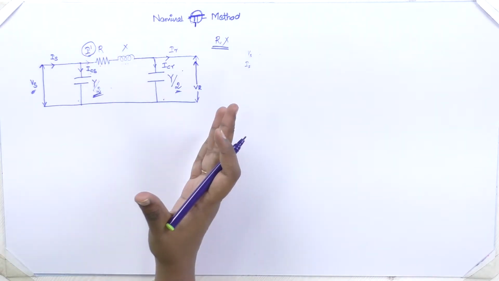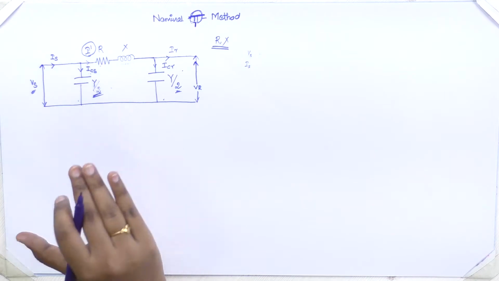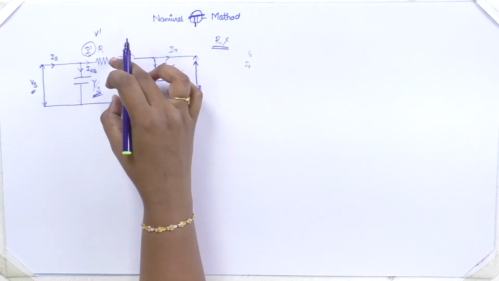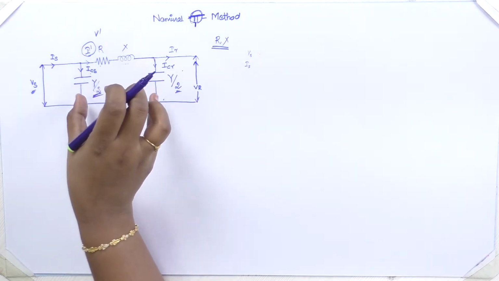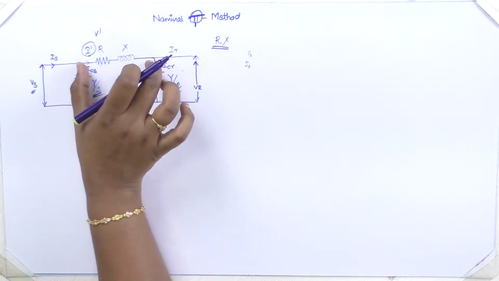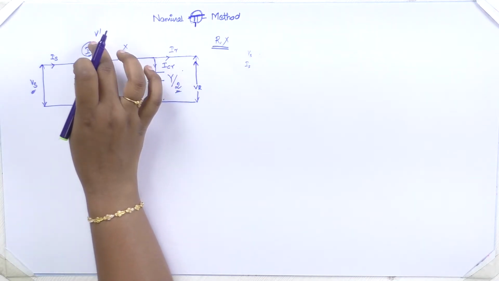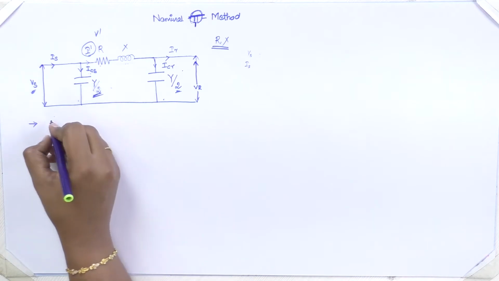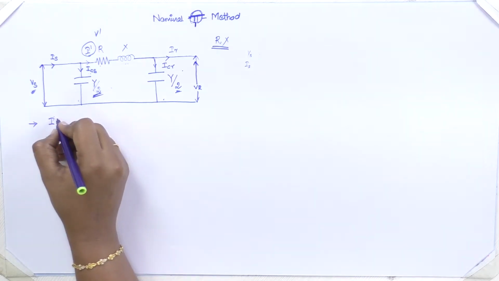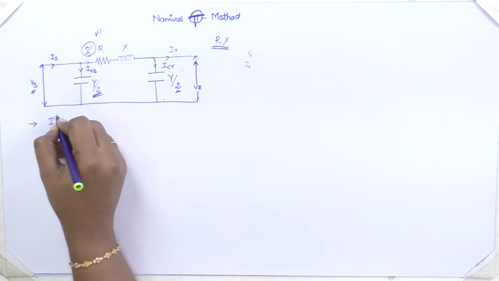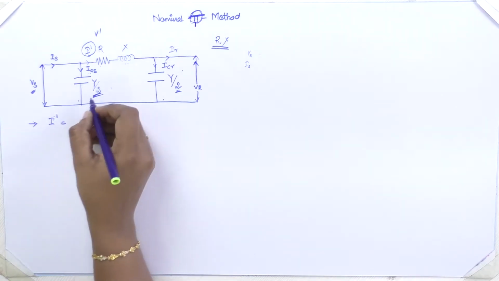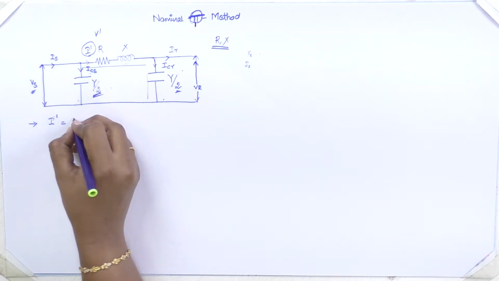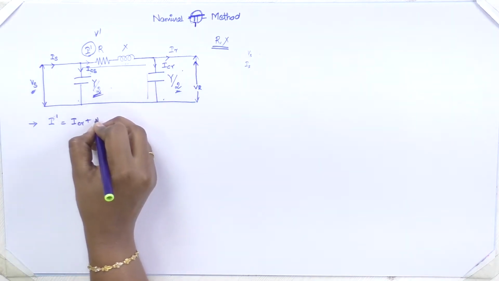If you are able to relate with the previous problem in the nominal T method, we started with V dash, that is the voltage across the shunt capacitance. Now the current that is flowing through the transmission line parameters R and X will be I dash. So the first step, comparing with the previous method, is to find out the I dash. So I dash is equal to, by using KCL, ICR plus IR.